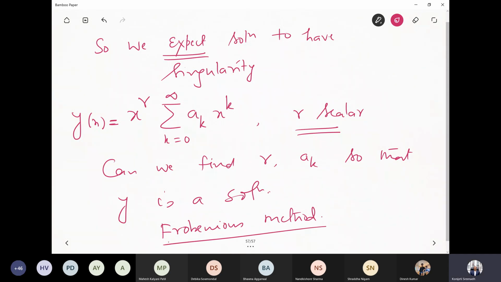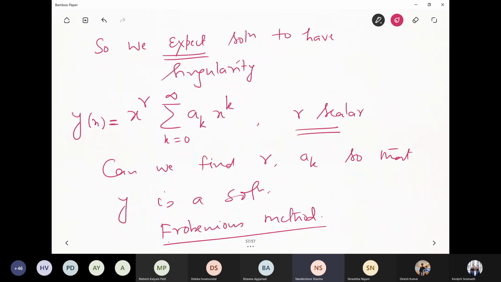So the idea is that since the coefficients have a singularity, the solution will have some singularity. But it's not necessary to have a singularity in the solution, it's only an expectation. But r is a scalar. If it is positive, then there is no singularity in the solution. If r is negative, then the x to the power of a negative exponent will have a singularity at x equals 0.